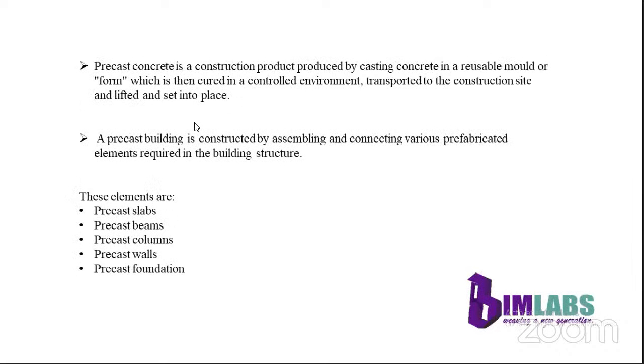So next is, what is precast concrete? I think you all will be familiar with what is precast concrete, right? Precast concrete is a construction product produced by casting concrete in a reusable mold or form, which is then cured in a controlled environment. Then it can be transported to the site where the construction is carrying on, and lifted and set into place. So a precast building is constructed by assembling and connecting various prefabricated elements required in the building structure. And these prefabricated elements are mainly precast slabs, beams, columns, walls, and foundations.